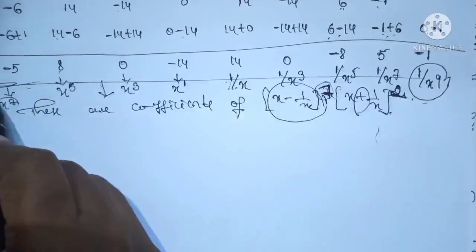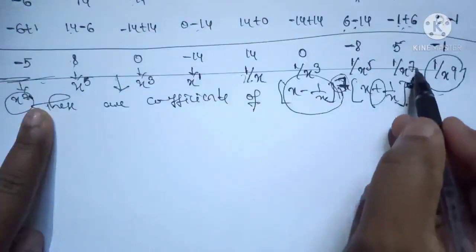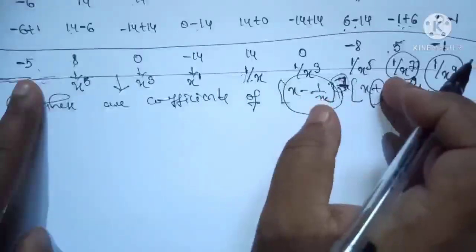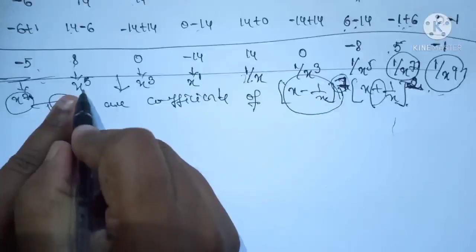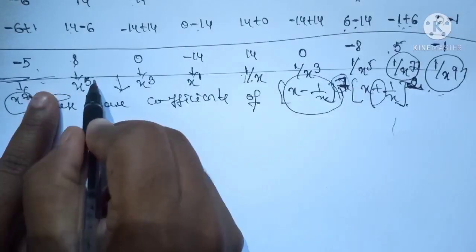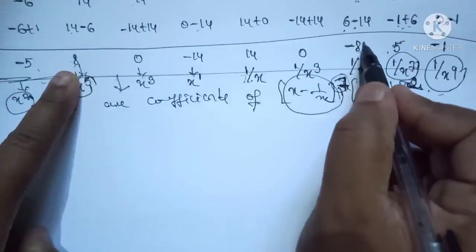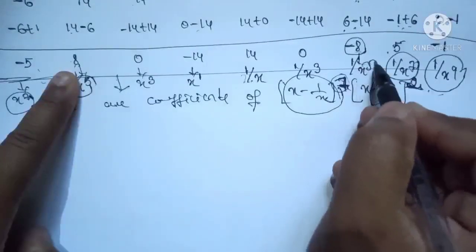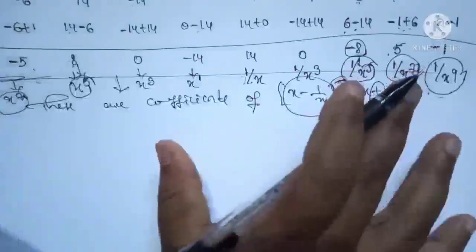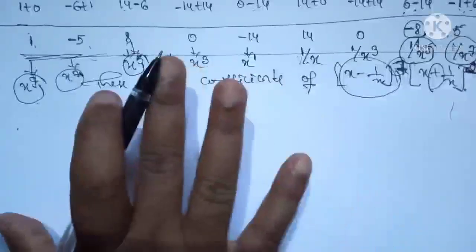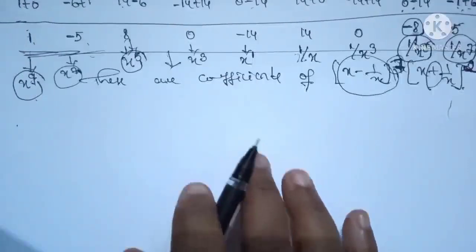Here we have x power 7 and the last one is 1 by x power 7, and the constants are the same, therefore we group these together. And here we have x power 5 and the coefficient is 8. Here also we have coefficient 8 and its reciprocal 1 by x power 5. Okay, got this one.